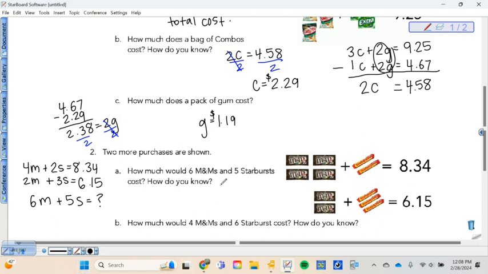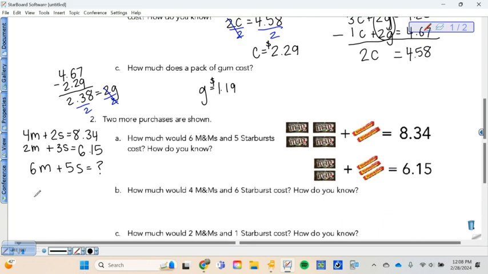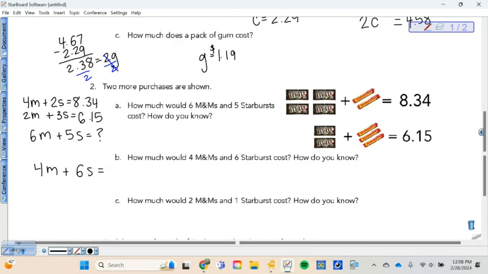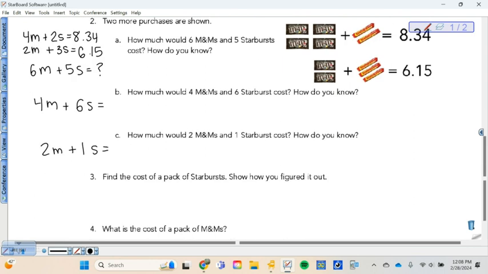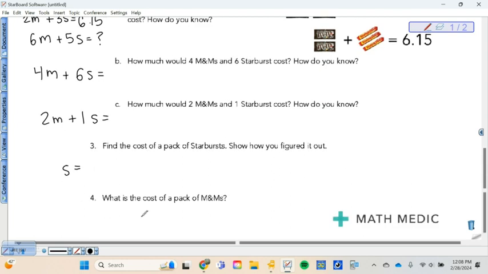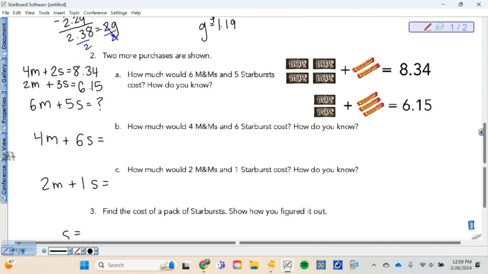And then, write it down on your paper, please. I want to know how much does 4 M&Ms and 6 Starbursts cost? How much does 2 M&Ms and 1 Starburst cost? And then I need to figure out the cost of the Starburst and the cost of the M&Ms. So look, finding out the cost of the Starburst and the cost of the M&Ms comes last. You can figure all these out without finding the individual one.